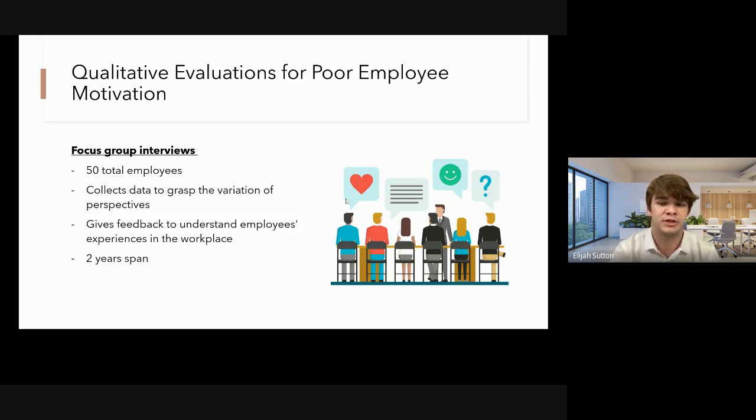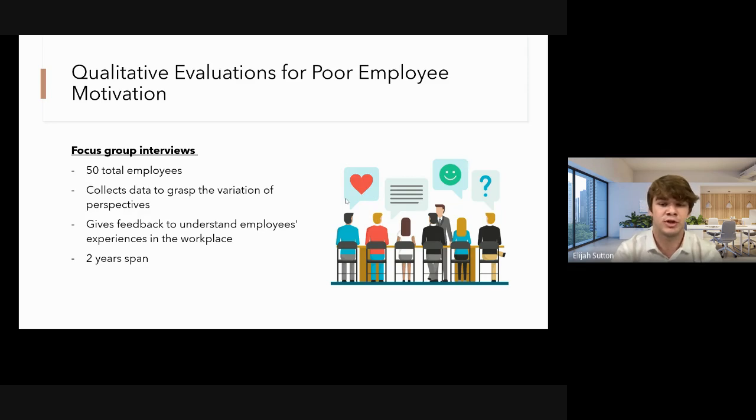Over time, this can lead to further demotivation on the team, as colleagues feel overworked and underappreciated. So in order to prevent this from happening, these interviews will include 50 total employees, with a few employees selected at a time from each work group.